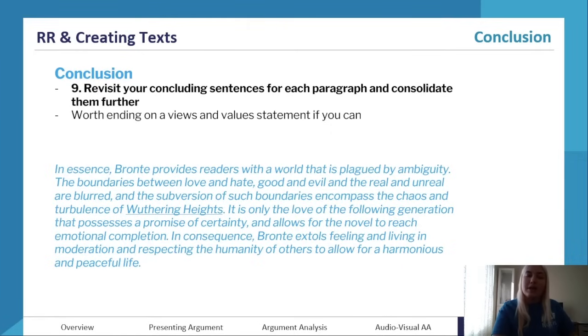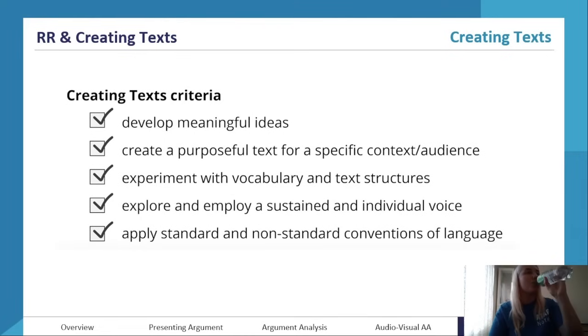So we see a beautiful, expanded contention here, and it's referring specifically to some of what the arguments or topic sentences were about: love and hate, good and evil, real and unreal. This is why you look at your body paragraphs as well when you're writing your conclusion. It is only the love of the following generation that possesses a promise of certainty and allows for the novel to reach emotional completion. So referring to the counter argument, and then our views and values. In consequence, Bronte extols feeling and living in moderation and respecting the humanity of others to allow for a more harmonious and peaceful life. So her ultimate message, really impactful, a bit of a mic drop statement that you want to end your conclusion with. It will really stand out to your assessor because it's the last thing they'll read. So it's very important to make that as impactful as possible.